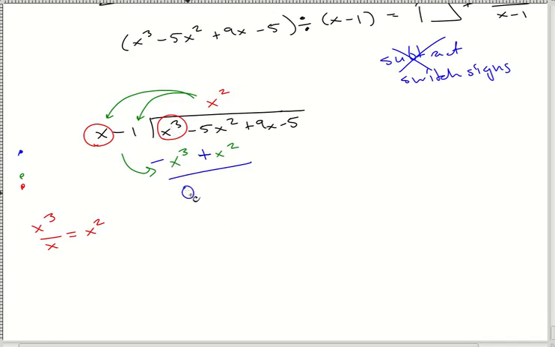These guys right here make a 0. Always, always, always. You should always get a 0 there. This here, we got a negative 5x squared plus 1x squared, which should make a negative 4x squared.